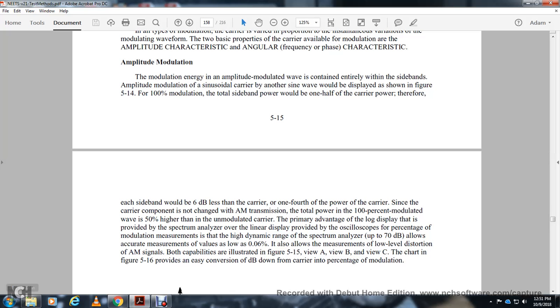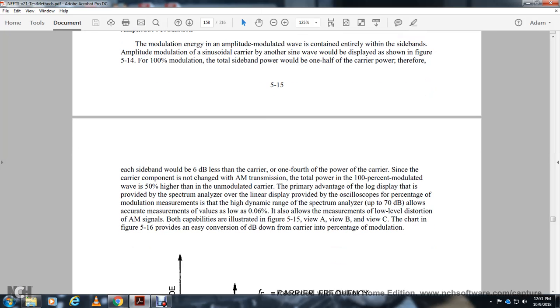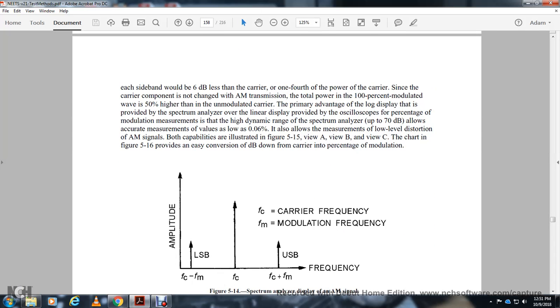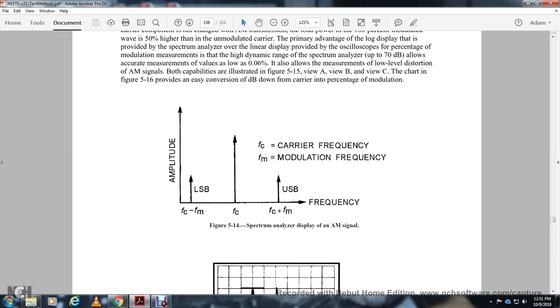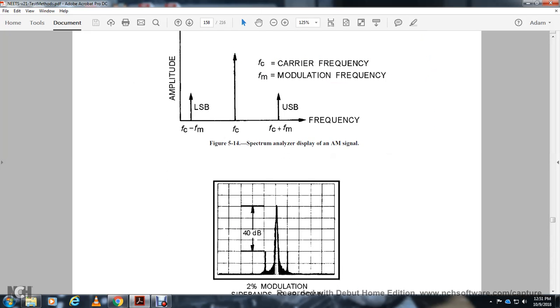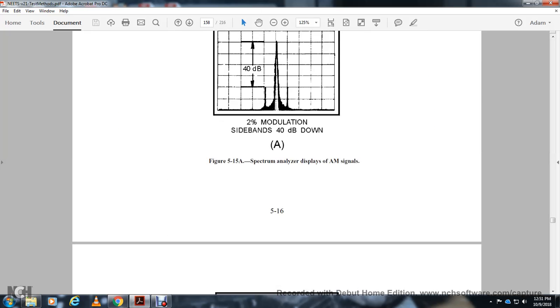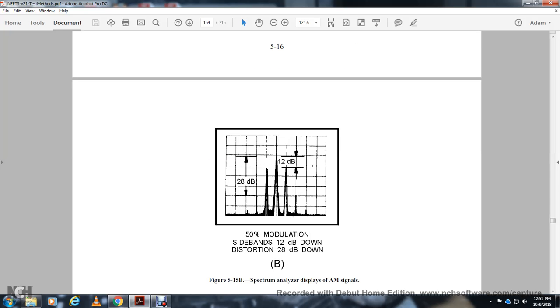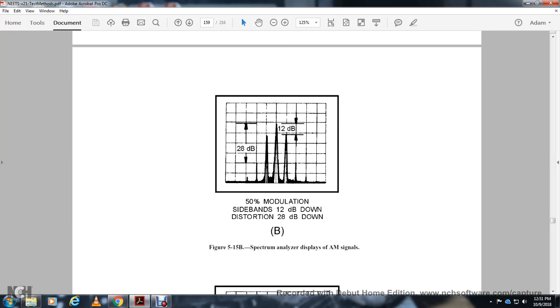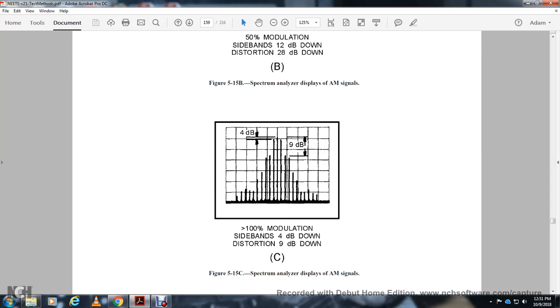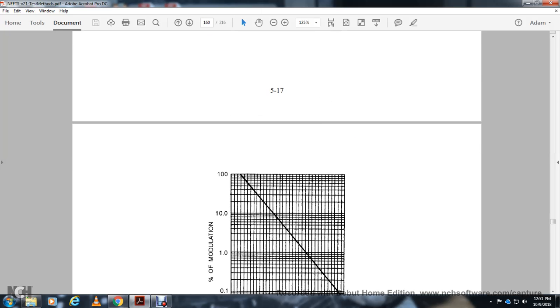The chart in figure 5-16 provides the conversion of decibels down from the carrier to percentage of amplitude modulation, with the carrier frequency and modulation frequency, USB and LSB. For 2% modulation, sidebands are 40 decibels down, 28 decibels, 12 decibels. For 50% modulation, 12 decibels down, and 28 decibels down. For 100% modulation, sidebands are 4 decibels down, distortion 9 decibels down.